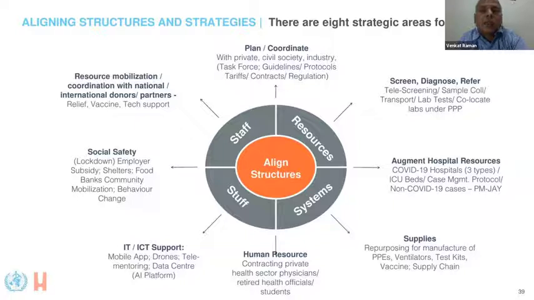There is an exclusive COVID fund directly under the control of the Prime Minister that has been created. Both the public and the CSR funds are mobilized. Development partners, particularly BMGF and the Rockefeller Foundation, have offered to support vaccine development and the biomedical technology equipment, etc. So today we have almost three candidates for vaccine in India.